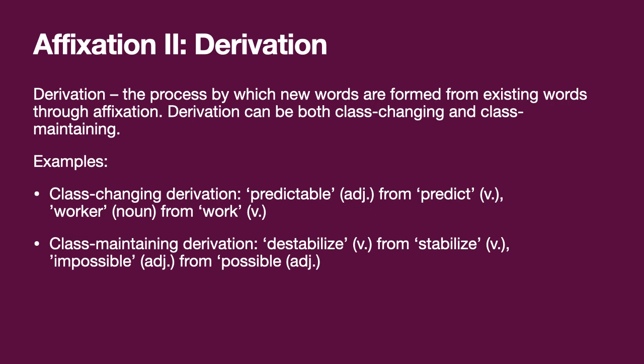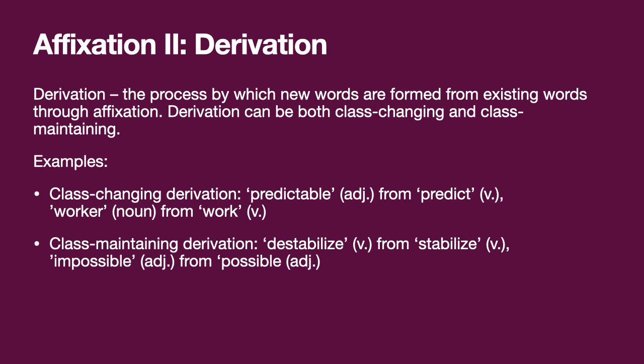For example, we have the word predictable, that is formed from predict. But predict is a verb and predictable is an adjective. Or second example, worker, which is a noun that is formed from the verb work. So these are examples of class changing derivations. The second kind of derivation is class maintaining, which means that the existing word and the new word both belong to the same word class or the same part of speech. Examples are destabilize and stabilize. So stabilize is a word, it's a verb, and to which you add the affix de, and we get a new word that is destabilize, which is also a verb.